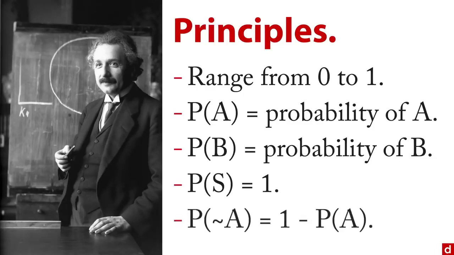Also, you can talk about the complement. The tilde here is used to say probability of not A is equal to 1 minus the probability of A, because those have to add up.